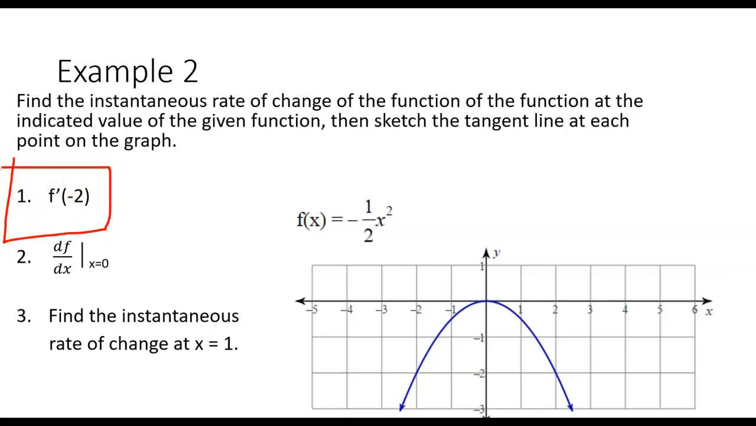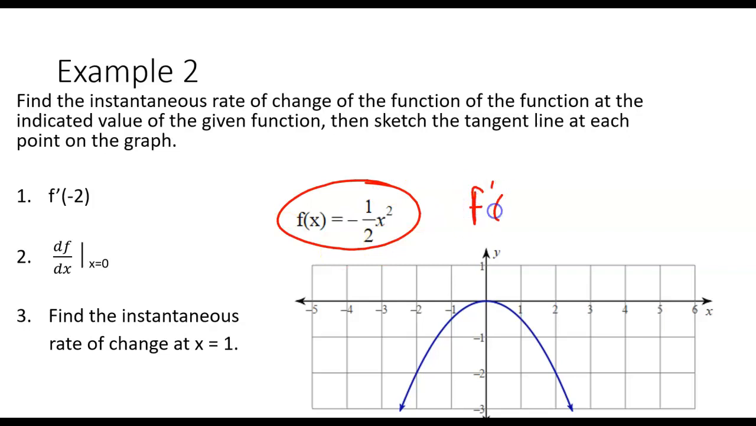f prime of -2. So this means I'm going to find the derivative, and this means I'm going to plug in -2. So let's do that. First of all, if I wanted to find the derivative of this function, let's apply our power rule. I'm going to multiply this 2 times the front. 2 times -1/2 is -1. And then I'm going to subtract 1 from the power, and I'm going to get x. So there's my derivative. It's -1 times x.